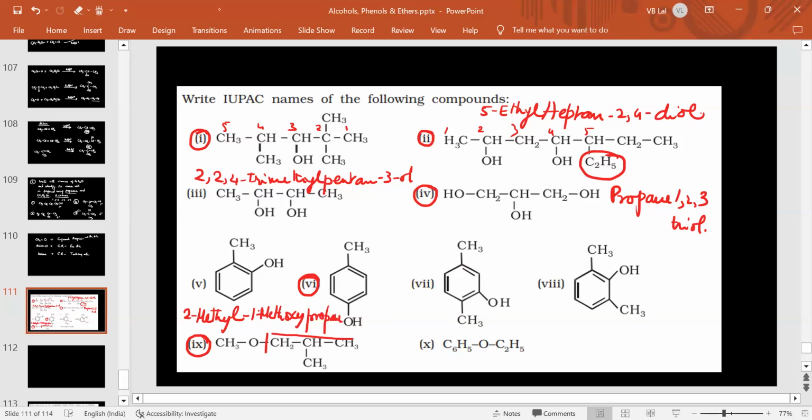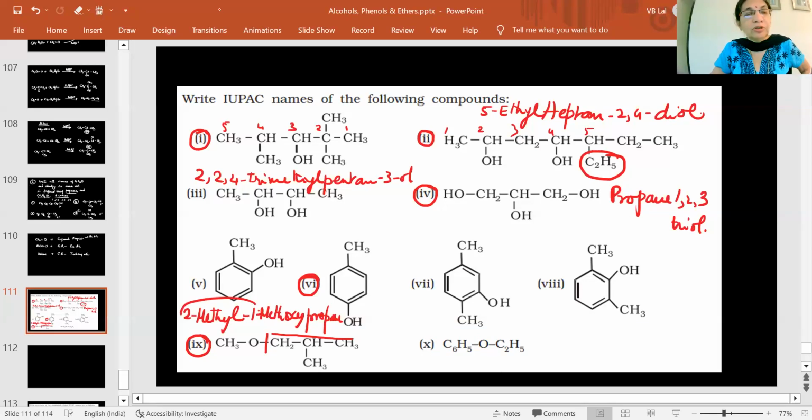And it should actually be 1-methoxy 2-methyl, because it should be in alphabetic order. So methoxy should come here. So 1-methoxy 2-methyl propane. So this is the longest chain. And on this chain, on the second carbon, you have methyl. On the first carbon, what do you have? Methoxy. This is 1, 2, and 3. So 1-methoxy 2-methyl propane.